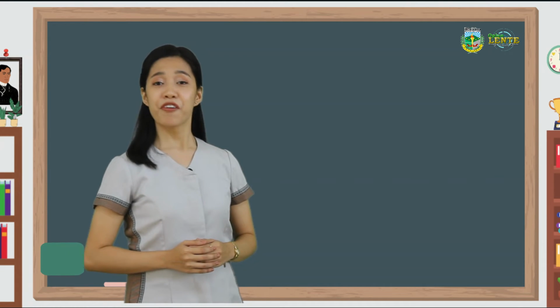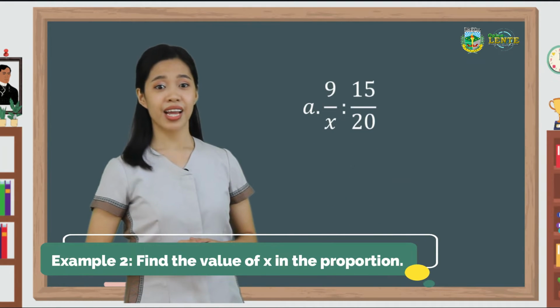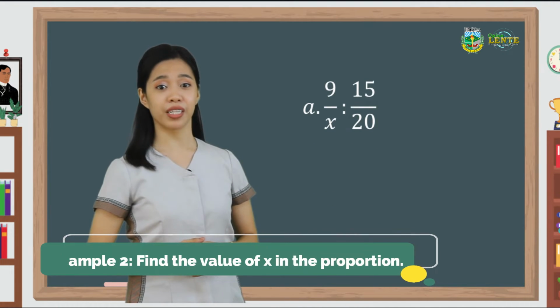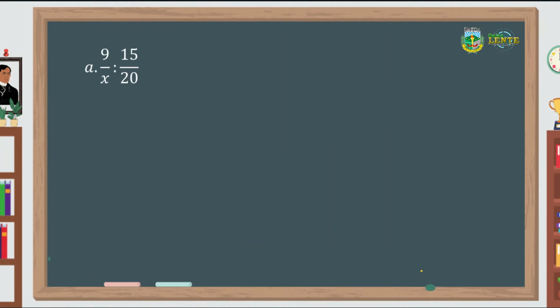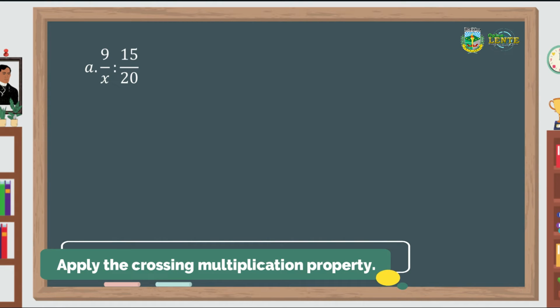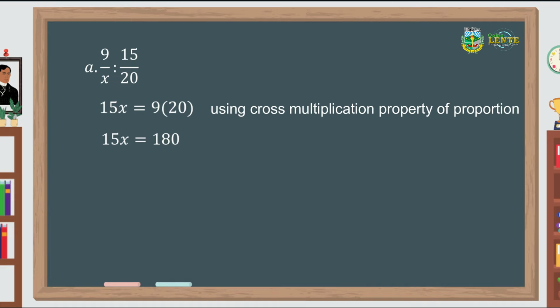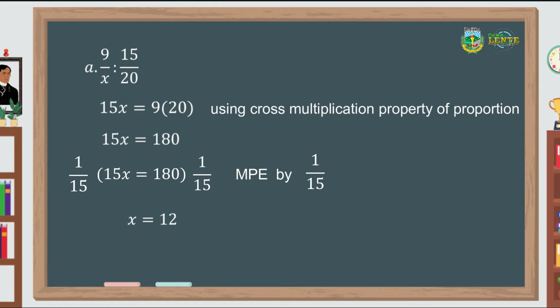Example number 2. Find the value of x in the following proportions. For letter A, 9 is to x as 15 is to 20. Solution: apply the cross multiplication property to solve for the value of x. We have 15x is equal to 9 times 20. Simplify, we have 15x is equal to 180. Then applying the multiplication property of equality, the value of x is equal to 12.